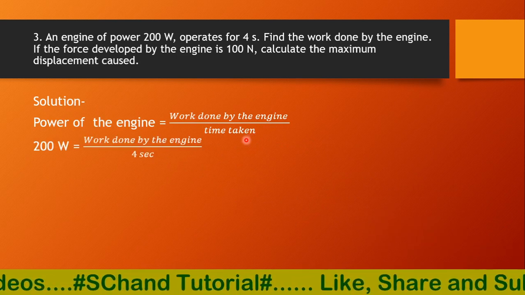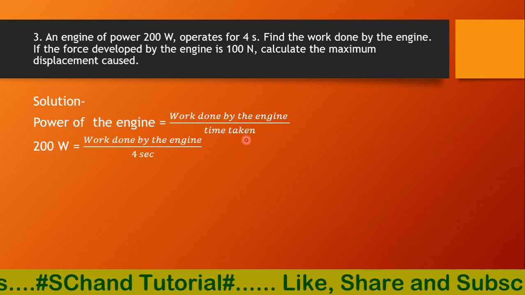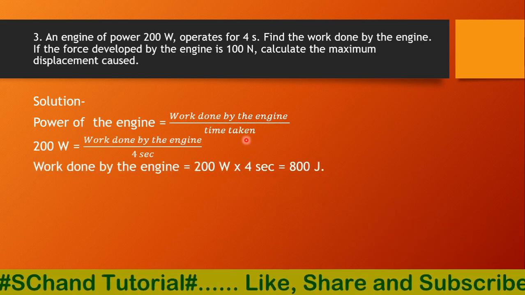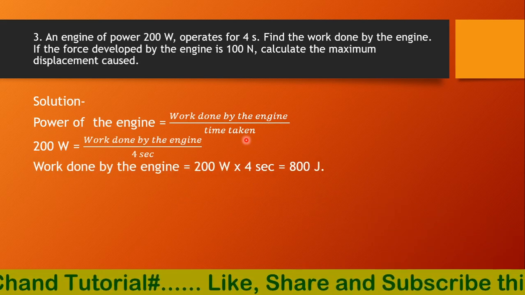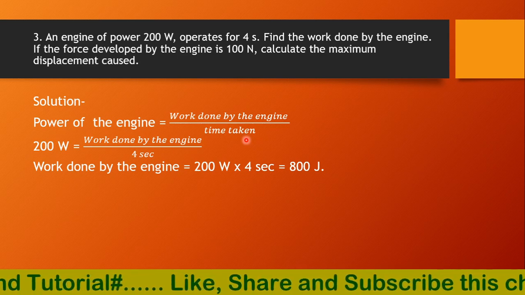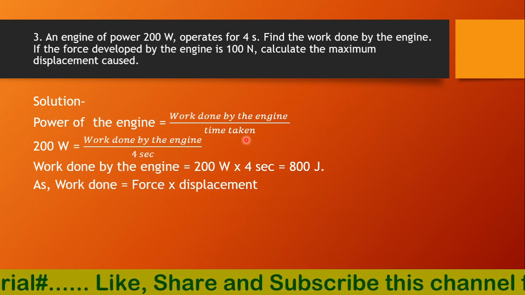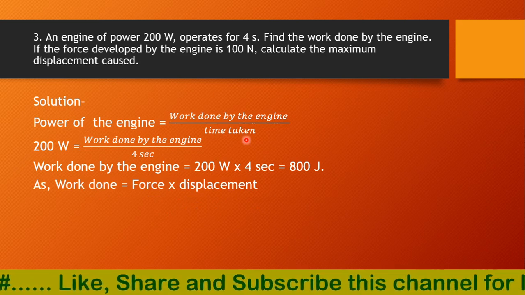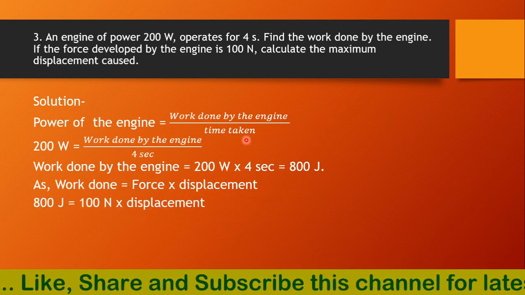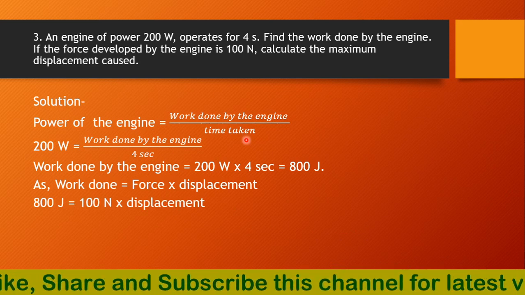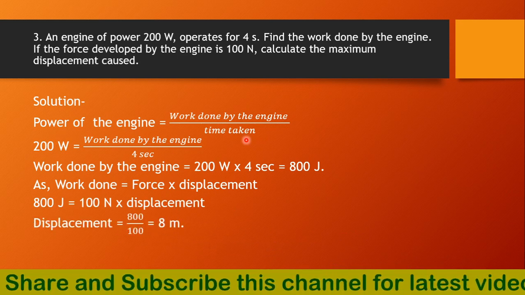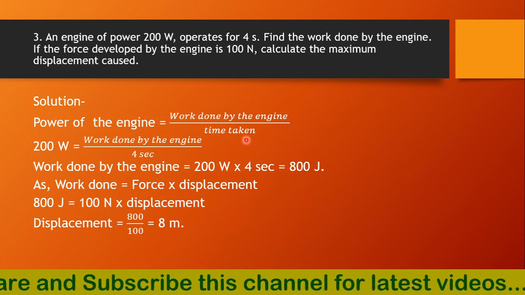So power is 200 watt and time is 4 seconds. So work done will come out to be 200 into 4, that is 800 joule. And the displacement we need to calculate. So we have the formula for work done. Work done is equal to force into displacement. So simply put the values of work done and force, then you can calculate the displacement. So displacement is 800 over 100, that is 8 meter.